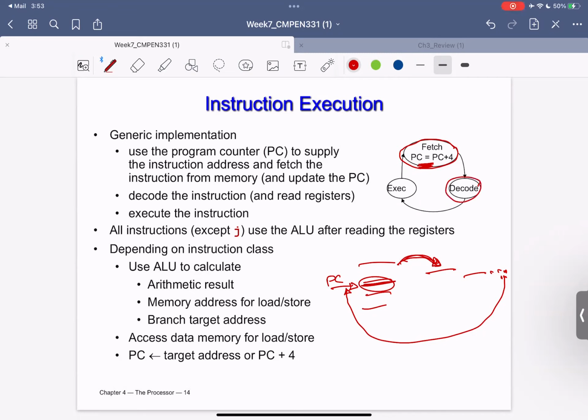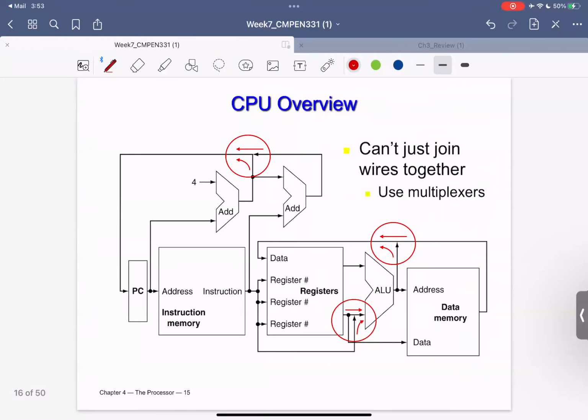And then I will decode that instruction, and after that I need to execute. So all instructions except the J will use the ALU, the arithmetic logic unit, after reading the register. And we will explain that in detail. So just for your reference, we have here our instructions. Again, they are in the instruction memory. I will keep fetching one by one. As soon as I fetch that instruction, it will go to be decoded and then executed, and so on and so forth. And as soon as I have that, my program counter, of course, has to be updated with program counter +4.